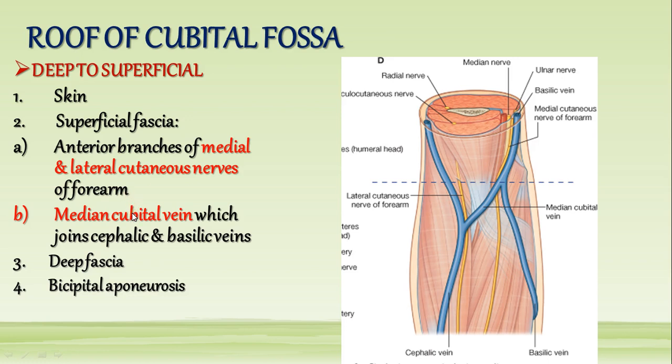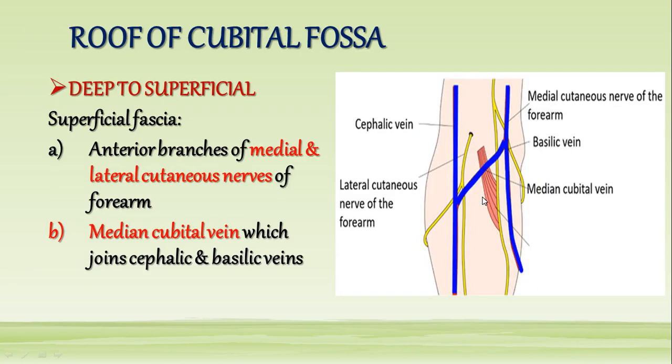After removing the superficial fascia, there is a layer of deep fascia, and after the deep fascia, we can find an aponeurosis which is called the bicipital aponeurosis. The relationship of these structures is also very important.